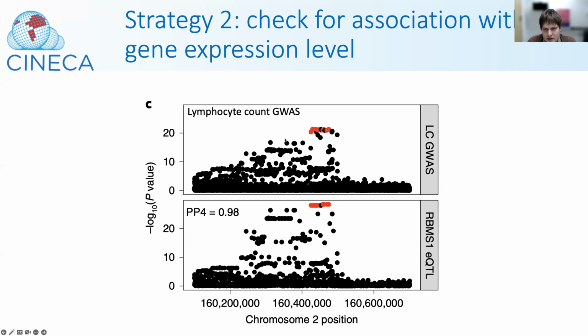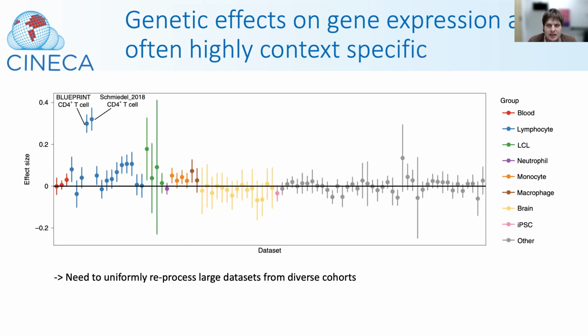And the signals look very similar, so we can statistically test if they're likely to share a causal variant. In this case, they are. So the colocalization posterior probability is very close to 1. One thing we've noticed, though, is that these genetic effects on gene expression are often highly context specific. So they're often highly tissue or cell type specific.